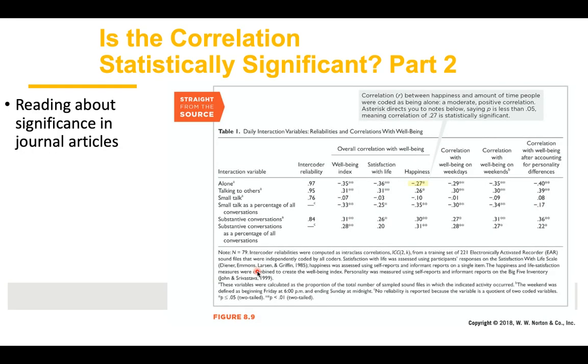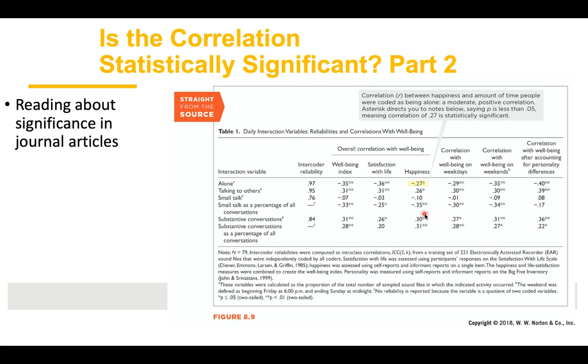When you see this in journal articles, this is a very common way of representing correlations in a correlation matrix or a table, such that correlations are listed crossed with different variables. So we can see the correlation between happiness, for example, and the amount of time that you spend alone, or happiness and the amount of time you talk to others, or happiness and the amount of small talk that you engage in. So here we have a bunch of correlations.